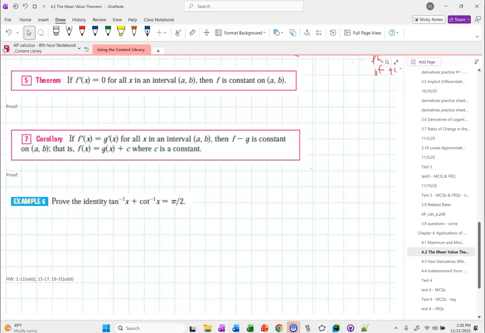If the derivative is equal to 0 for all x on the interval, then the function is a constant function on the interval. Who is surprised by this result? No. Should be none of us, right? We've already established this idea that the function is a constant function if it's flat. Its slope is 0, so the derivative is 0.